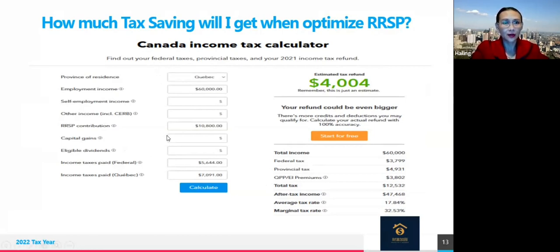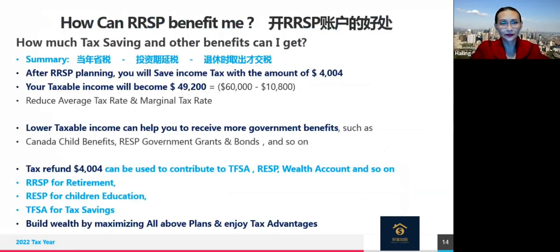So for example, if you accumulate the room, $10,800. So this year, you can open an account, RSP, put this amount of money for your own retirement saving. And then by doing this, you are able to save $4,000 income tax. So this pretty much will help this family to create net income for about 1 month, right?